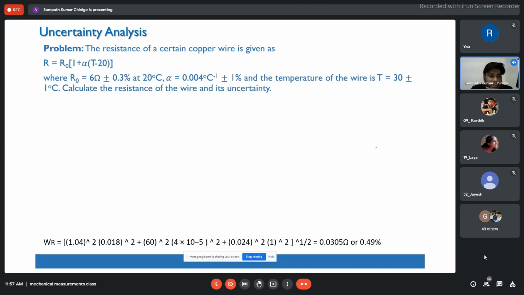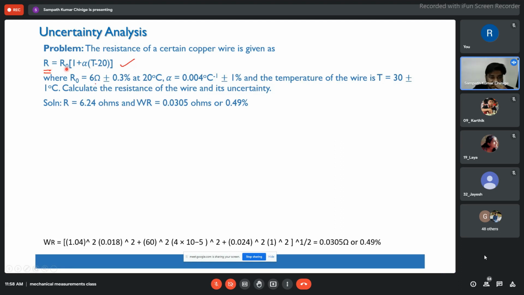Okay, so one example I have given here: the uncertainty analysis of a certain copper wire is given as R0 into 1 plus alpha into t minus 20. You can see over here. So this resistance R is dependent on what? R0, the resistance at 0 degrees centigrade; alpha, the coefficient of expansion; and t, the temperature. So it depends on these factors. If you expand that, it will be an additive function, R0 plus R0 alpha into t minus 20.